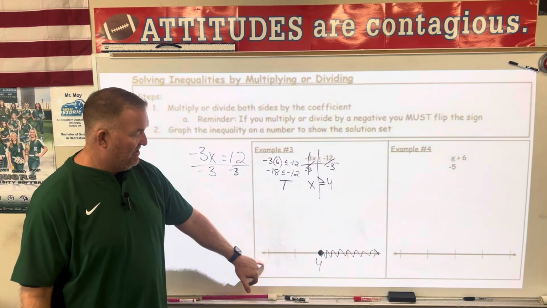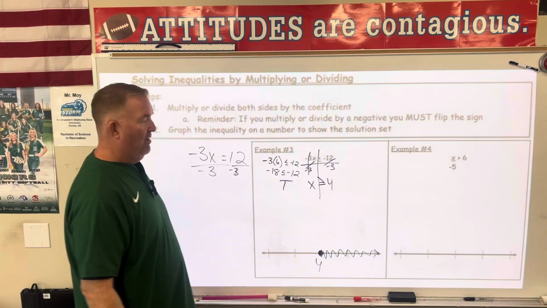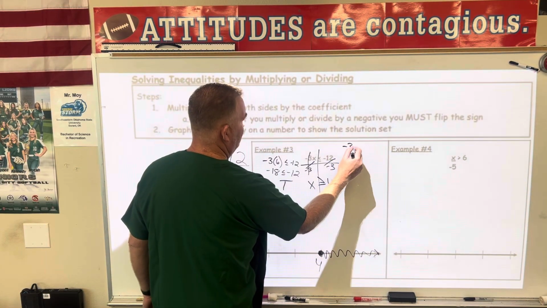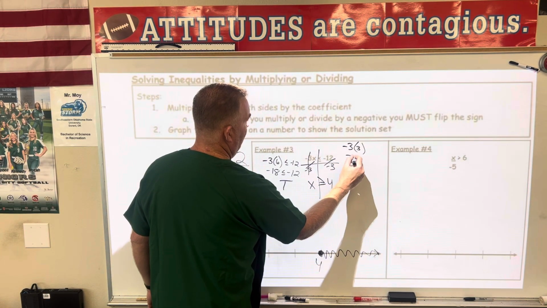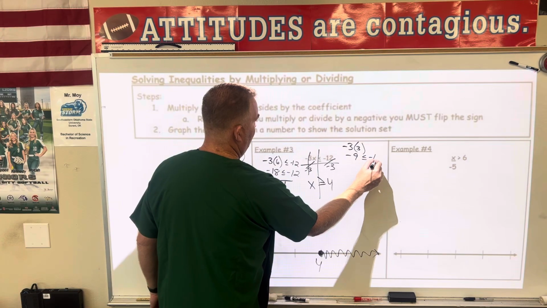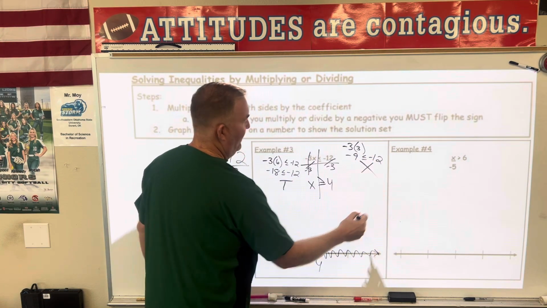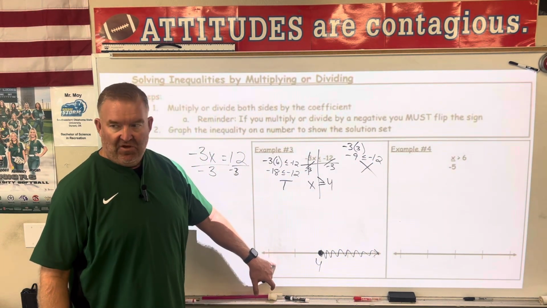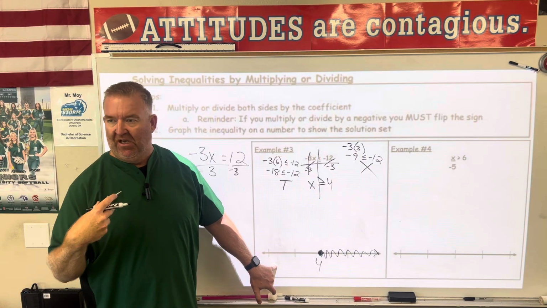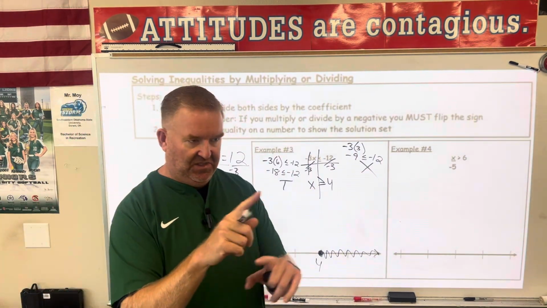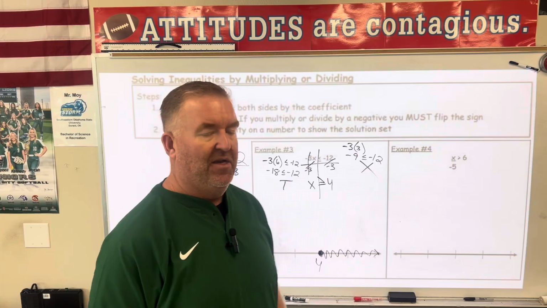If you would have gone to one of these numbers, give me a number that's less than 4. 3. What is -3 times 3? -9. Is -9 less than -12? No, that is false. If you would have not flipped the arrow, you would have had an incorrect shading. Does that make sense? That's why you have to flip the arrows.